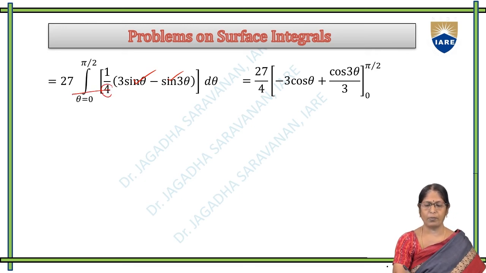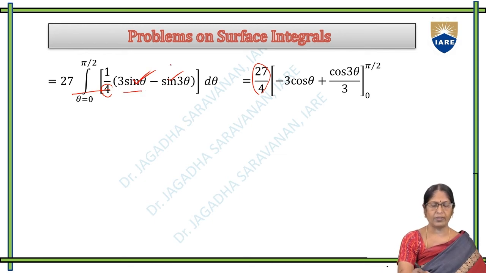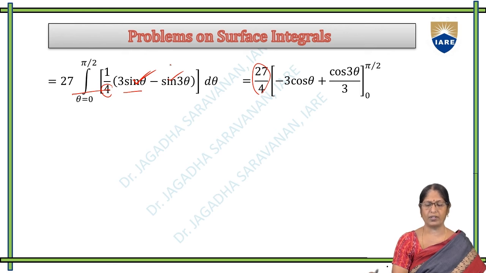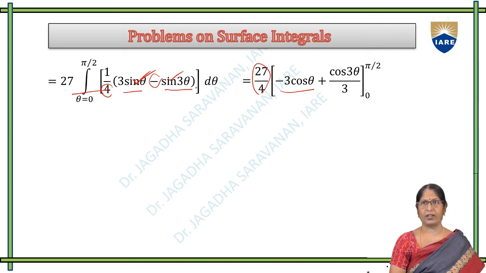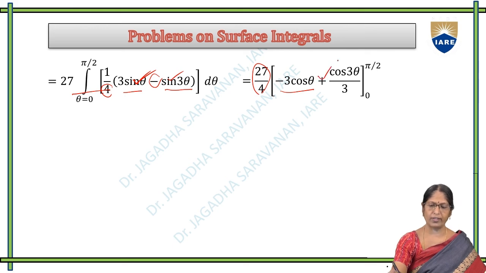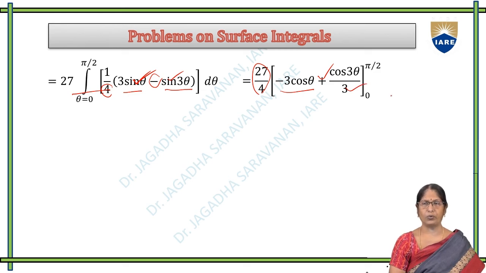So it has become 27 by 4, and 3 sine theta is there. The integration of sine theta is minus cos theta, so minus 3 cos theta. And here the minus sign is there. For sine 3 theta, the integration is minus cos 3 theta, and already a minus sign is there, so plus, and the coefficient of theta is divided by 3. The range is the integral from 0 to pi by 2.